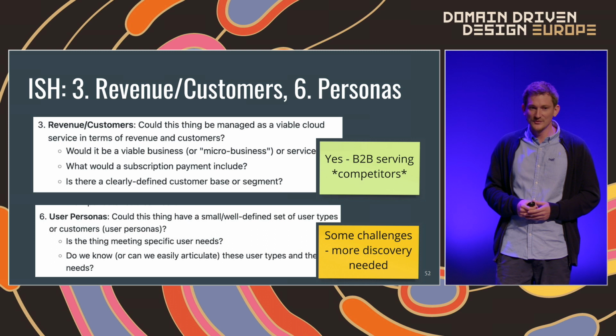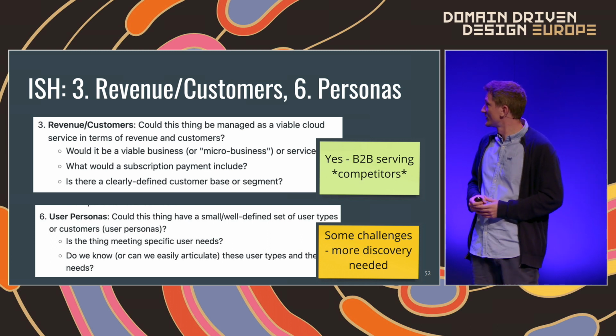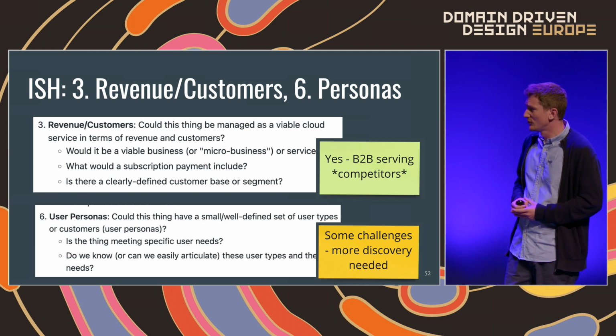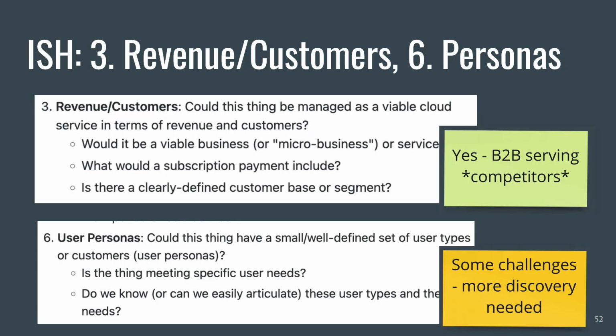We then get to revenue, customers, and personas. And I think also quite clear on this one too. If it was a separate product, there were some B2B customers, and their competitors would actually want to use this. This was one of their advantages in vertical A over the competitors. So their competitors would want this.